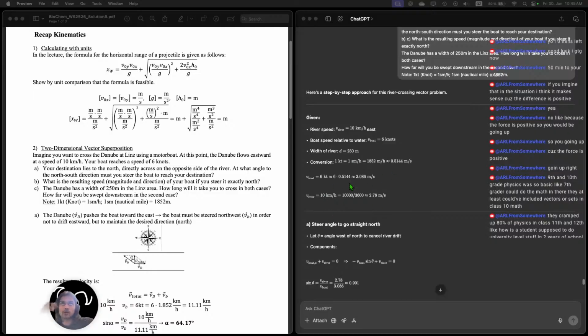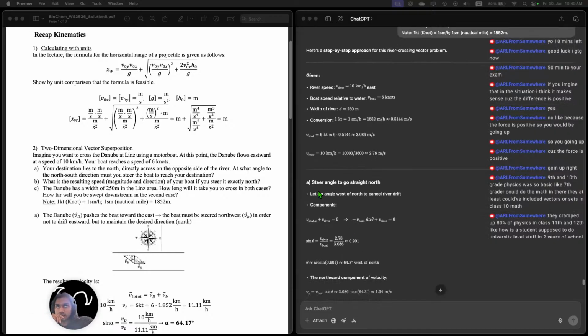Okay, so first part is conversion. Steer angle to go straight. The T to be the angle west. The okay to cancel reverse drive. VF boat. X plus river equals 0.